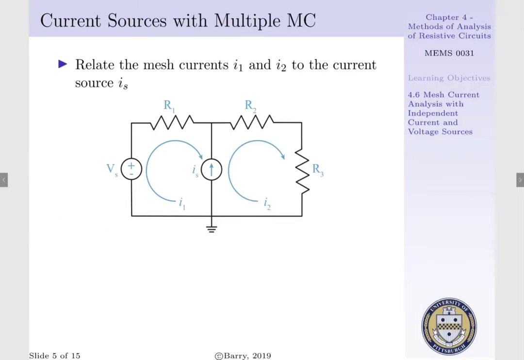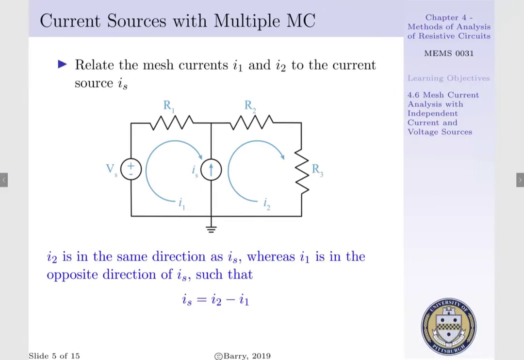Now let's look at a slightly more complicated situation. Imagine our current source is now placed in between resistor 1 and resistor 2. Now we have mesh current 1 and mesh current 2 both sharing IS. We recognize I2 is in the same direction as IS, where I1 is in the opposing direction of IS, such that our current output is going to be the difference of I2 and I1. That is, mathematically, we can say IS is equal to I2 minus I1.